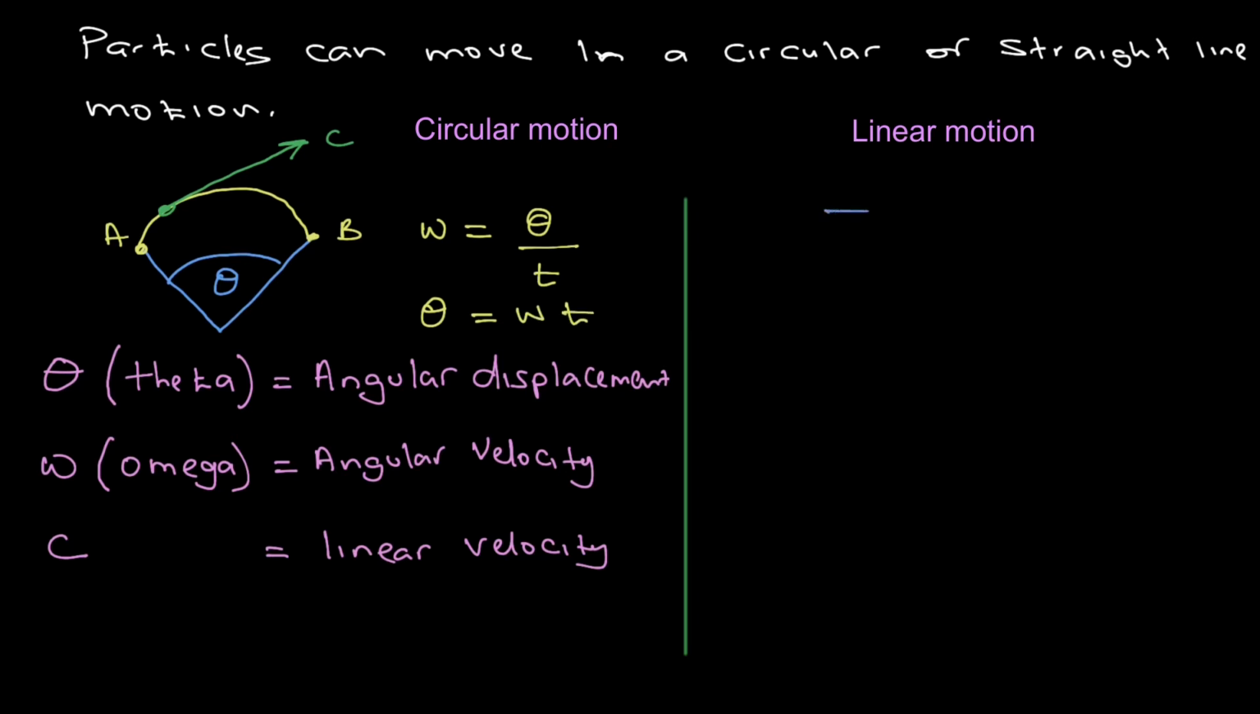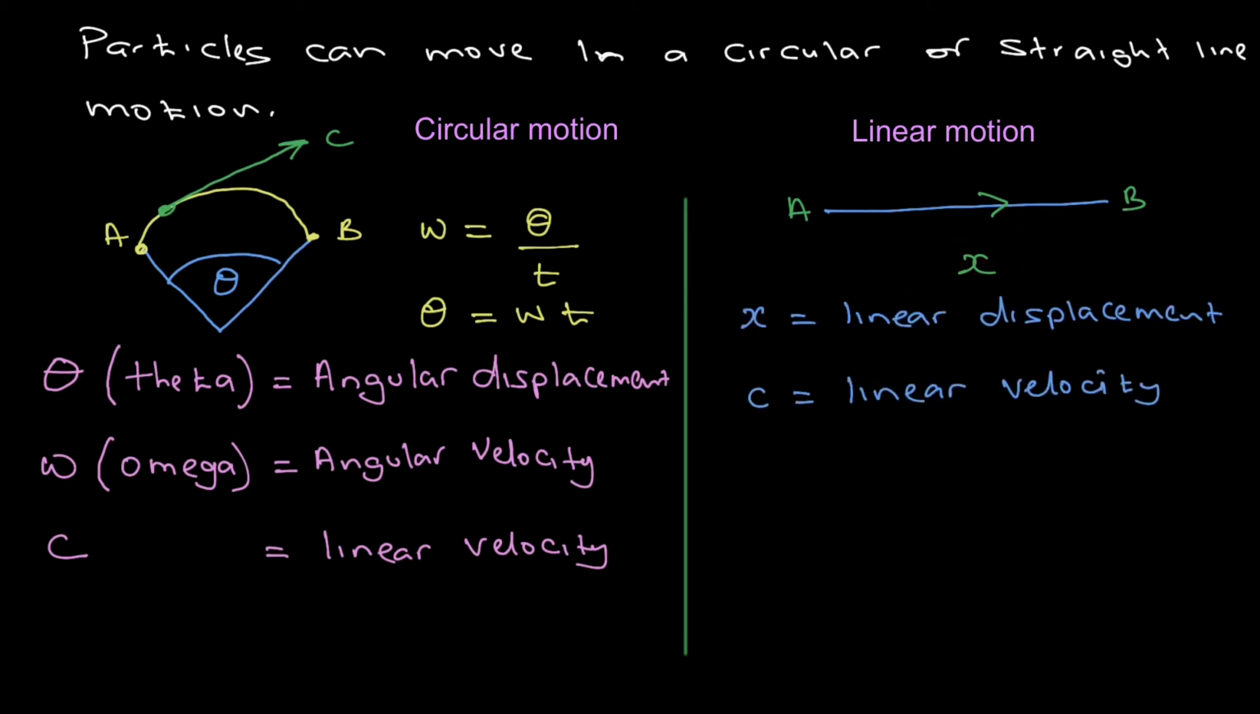For straight line motion, you're going from A to B in that direction, and that distance is x. That direction is called displacement. So x is displacement, which is distance with direction. So x is linear displacement, and c is the linear velocity. Sometimes c is called v. And so c equals x over time, that is, linear displacement over time.